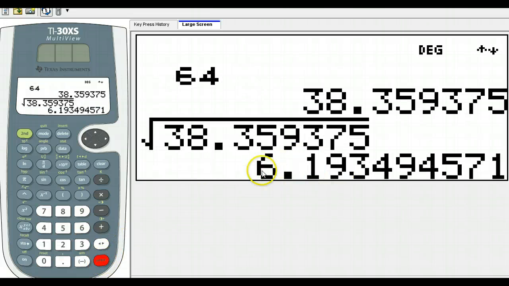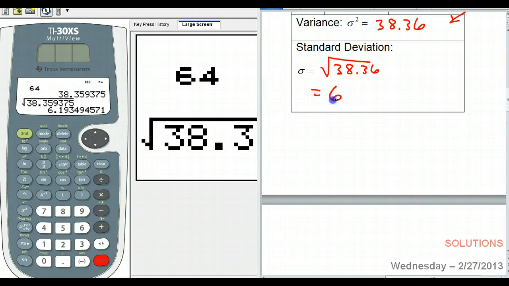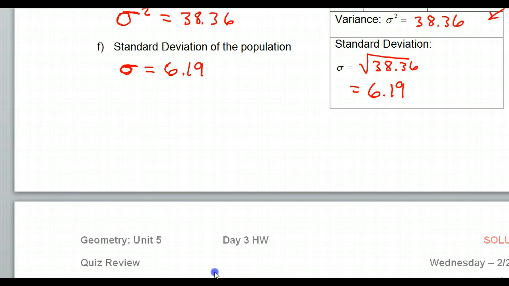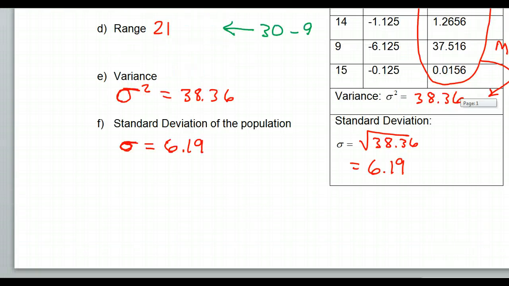So if I hit enter, that gives me 6.19. So that is going to be our standard deviation. Now let's see how that compared with what we got the first time when we just cheated and used the calculator. The first time through when we cheated, we got that the variance was 38.36. We got that the standard deviation was 6.19, and here we have 6.19.